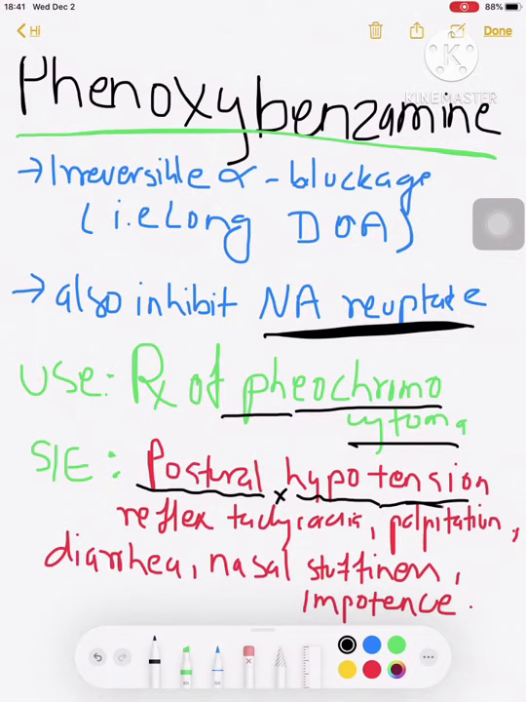Another one is reflex tachycardia. It is a reflex response, a sympathetic response to this postural hypotension. Similarly, palpitations. Remember the alpha 1 agonists are used as nasal decongestants. So these alpha blockers can increase the edema there and cause nasal stuffiness and impotence. Okay, next we'll discuss something about phentolamine.